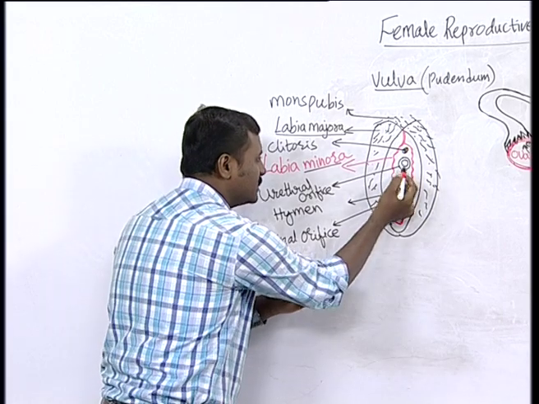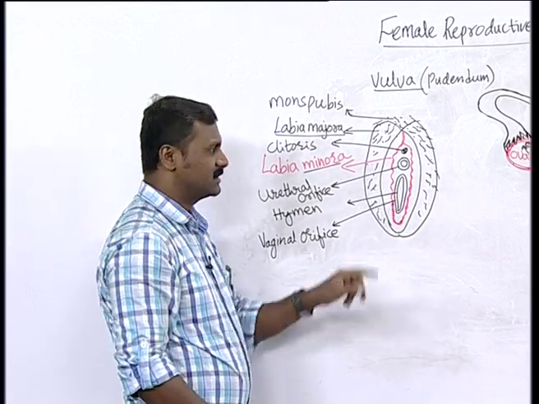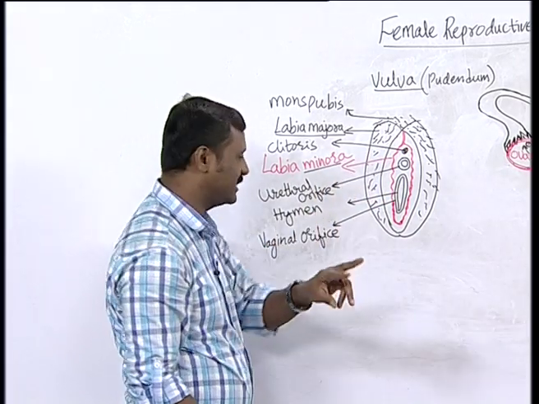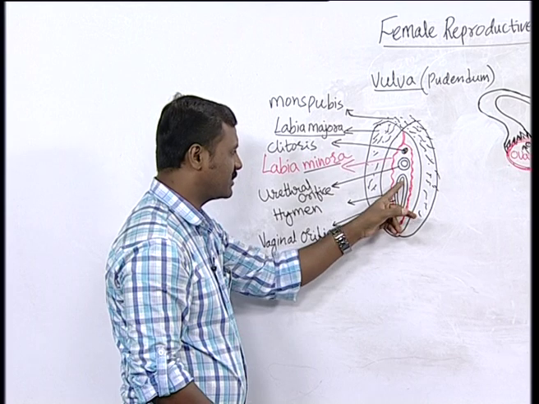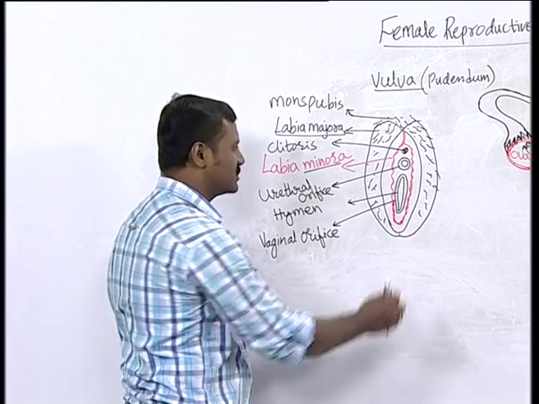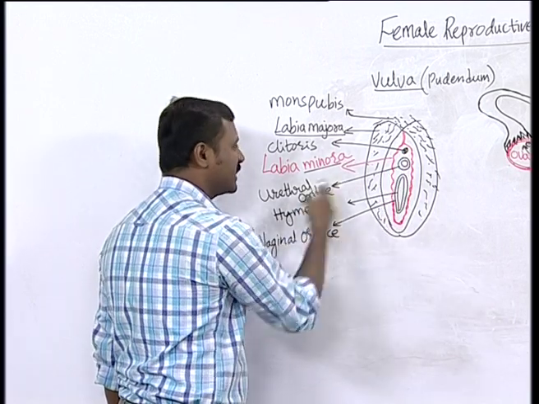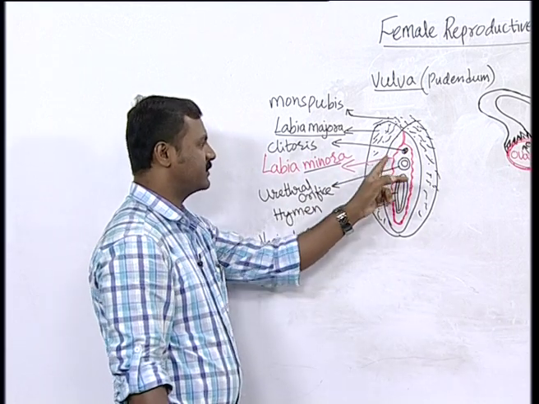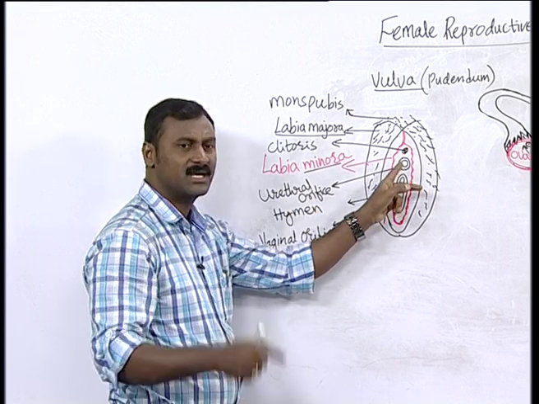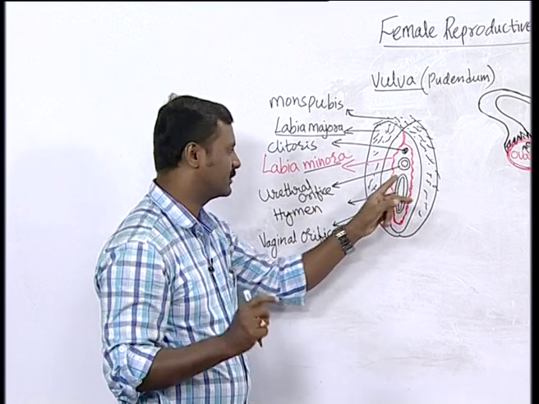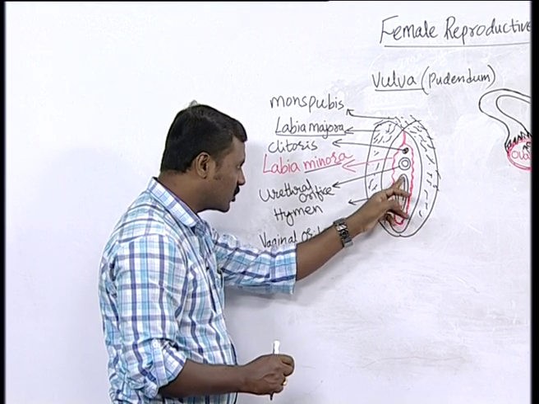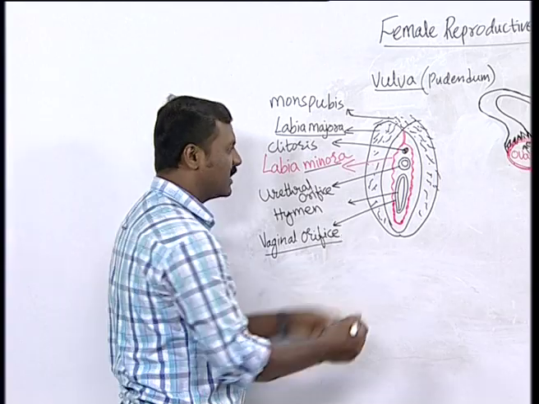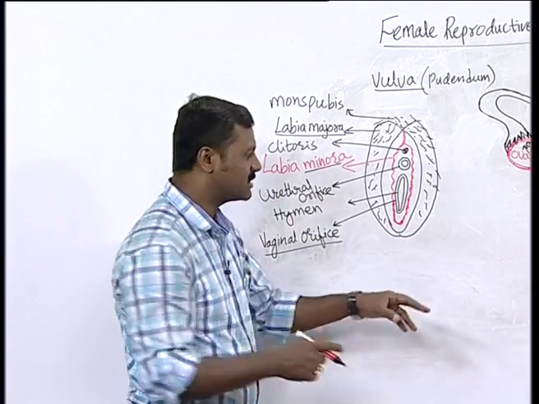And there are two openings. In the introduction I told that the female vulva consists of two independent openings, one for urine and another for the female reproductive system. This is called the urethral orifice, which is useful for releasing urine. Below the urethral orifice you see a wide opening, called the vaginal orifice.